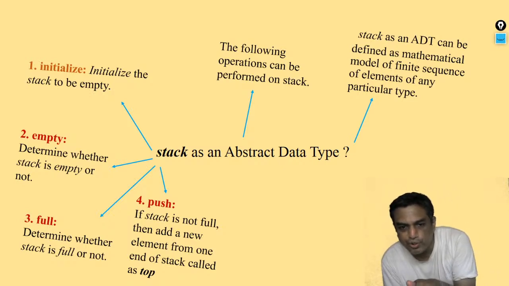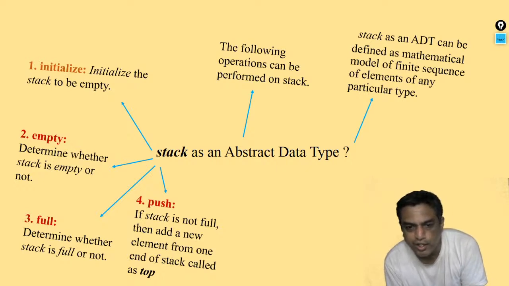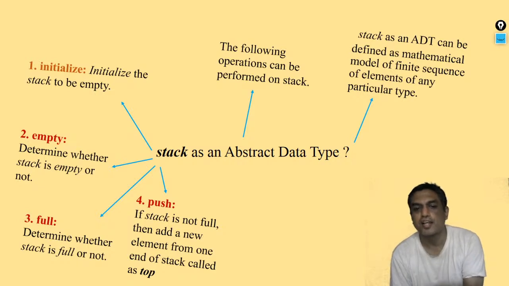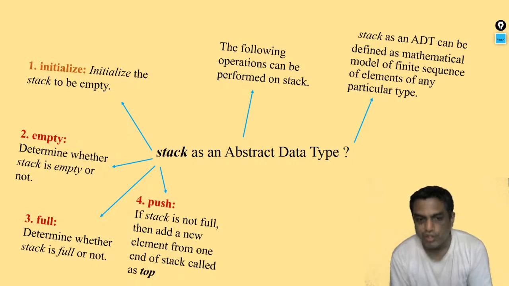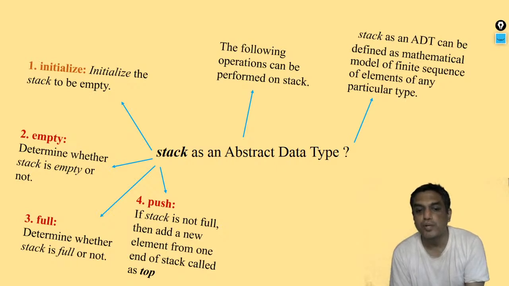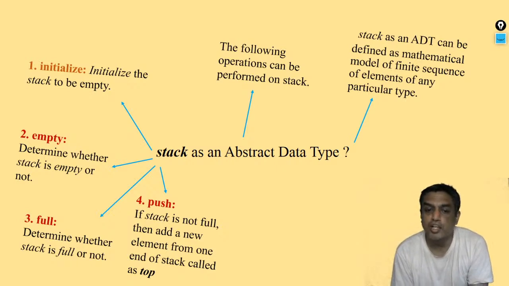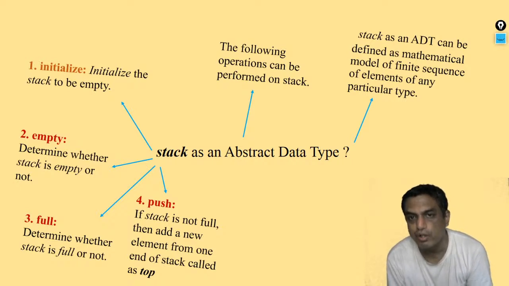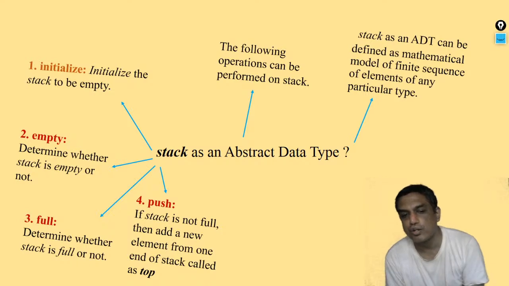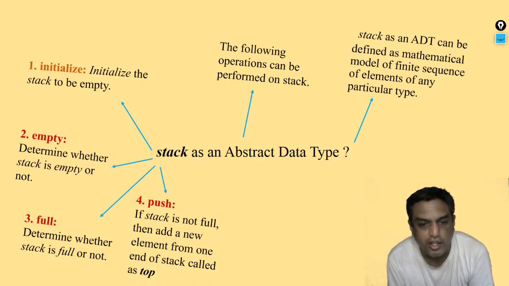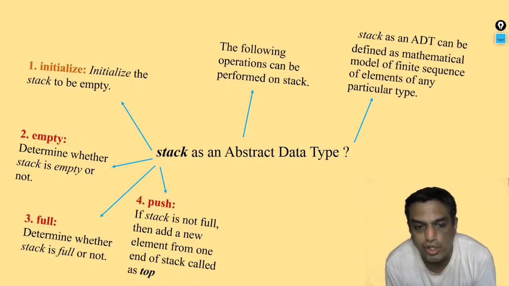If your lunch box is totally full, then you cannot keep an extra laddu in your lunch box, right? So you need to check whether the stack is full or not before performing the push operation. So what does the push operation do? The push operation adds a new element from one end of the stack, called the top. At the topmost end of the stack, this element will be stored. But before storing the element, we have to check whether the stack is full or not.